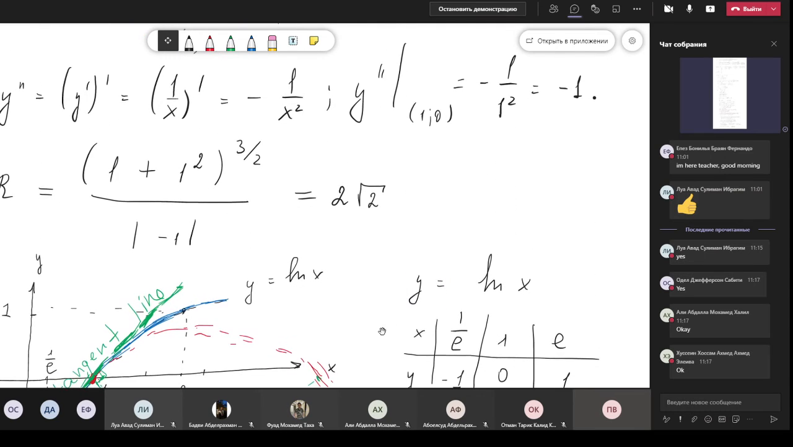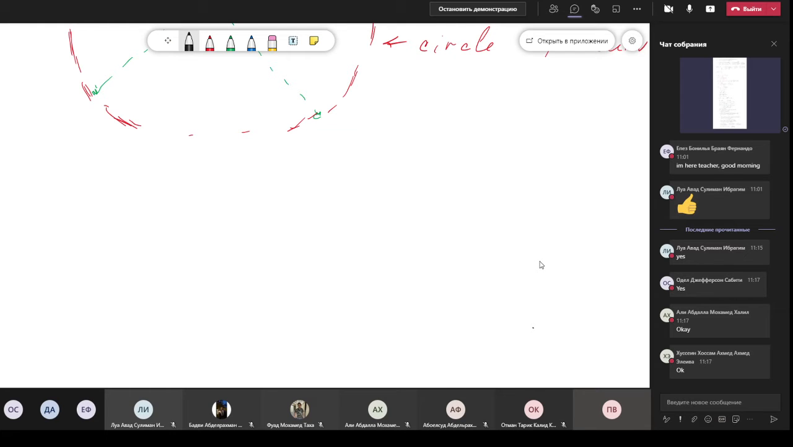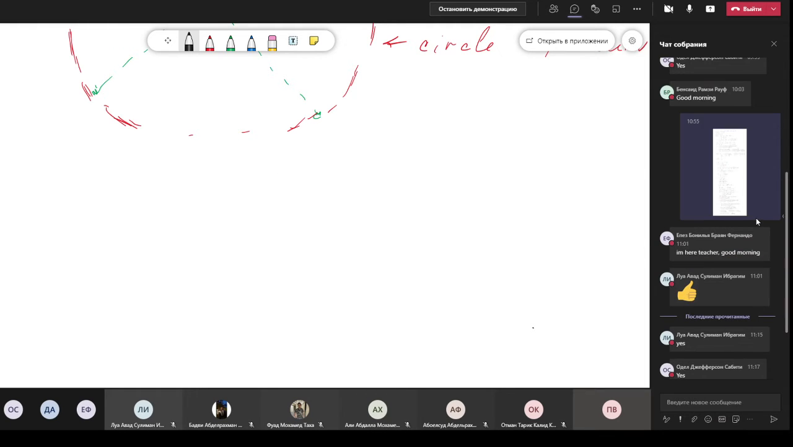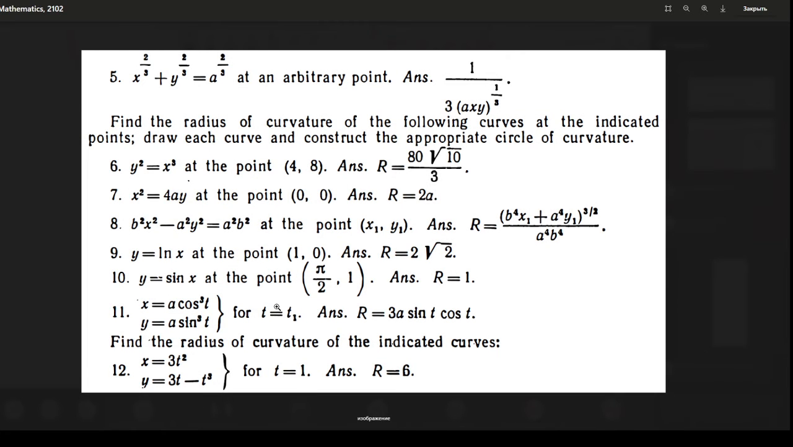It was number 9. Next, number 11. That we consider number 11. Now I find it. Find number 11. Oh, parametric form. X is a cosine cubed, y is a sine cubed of t, for t is t1.